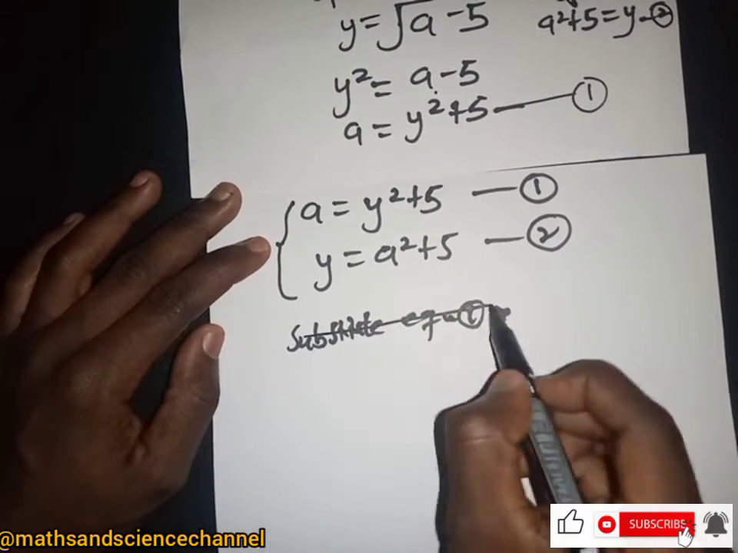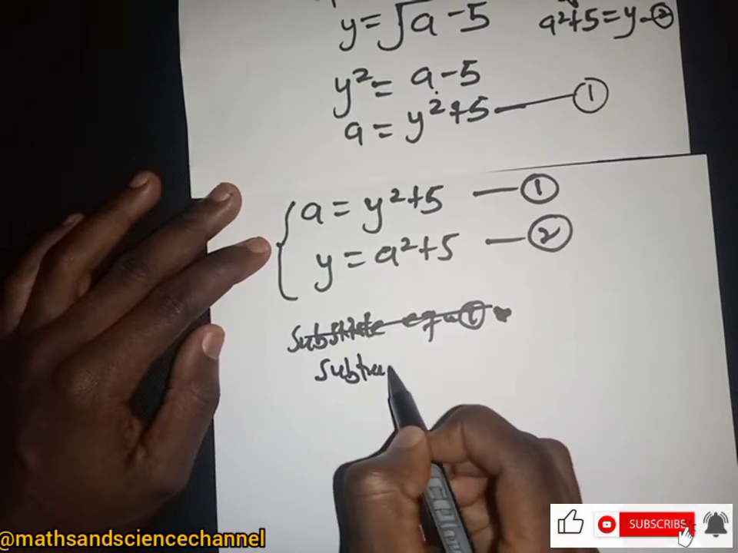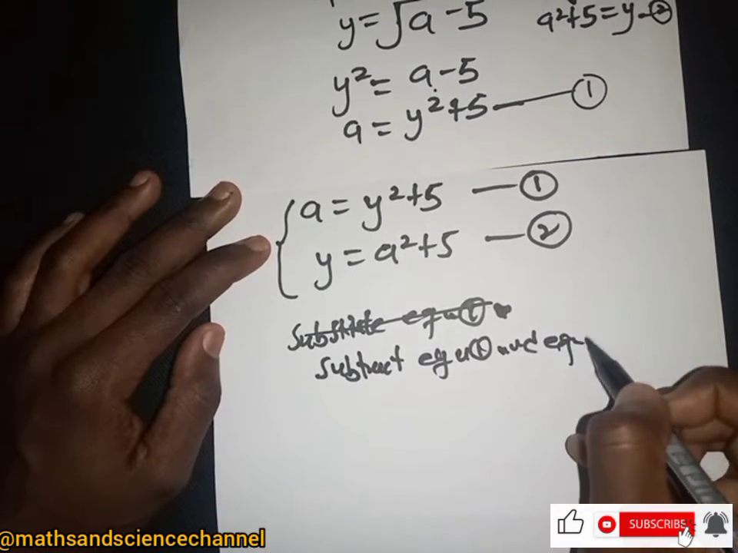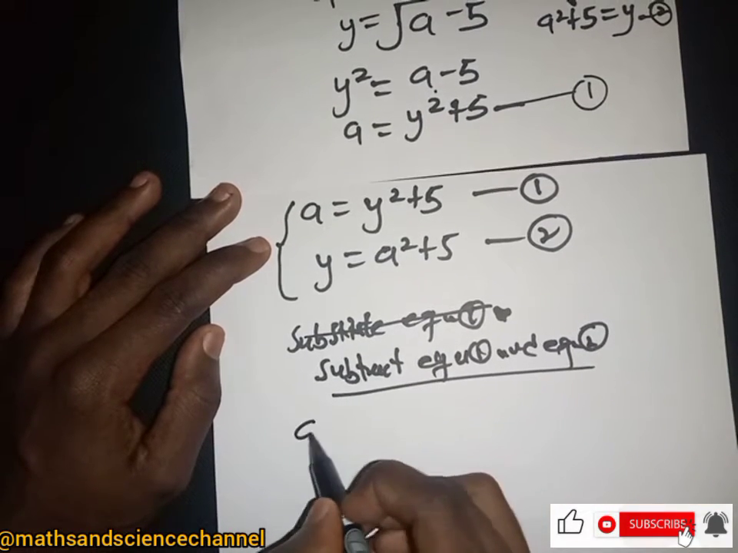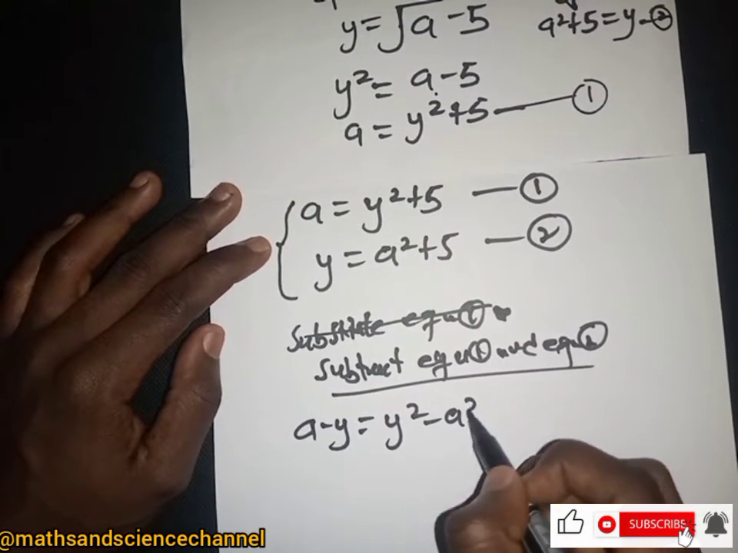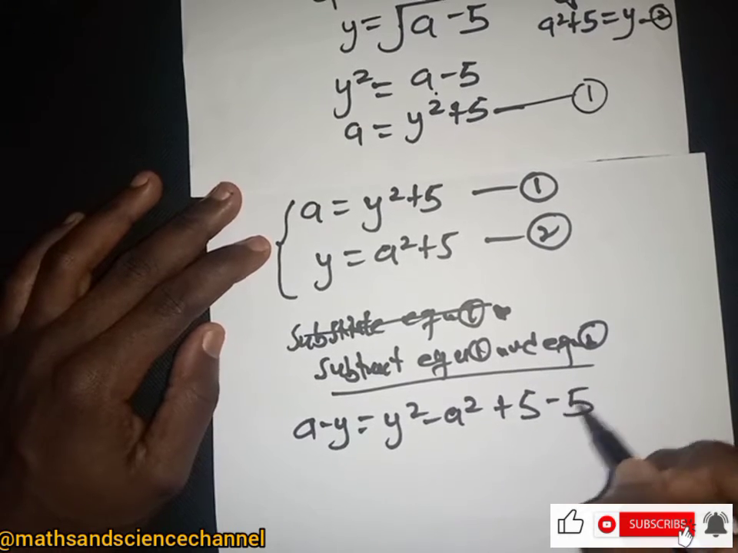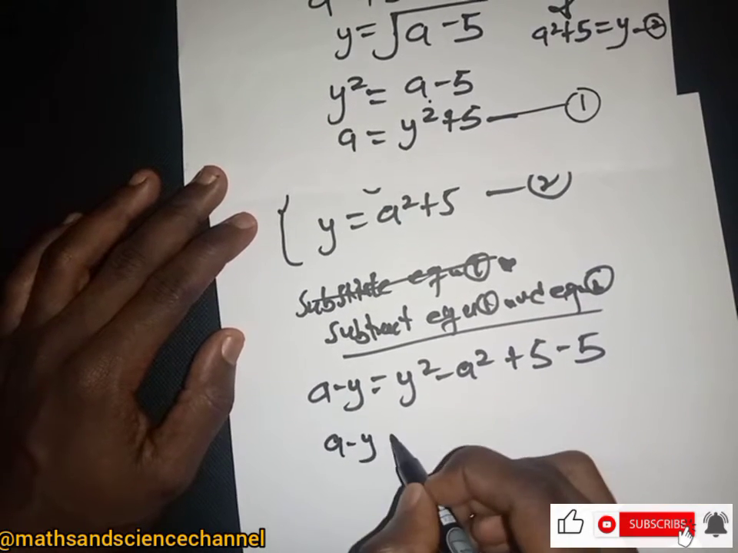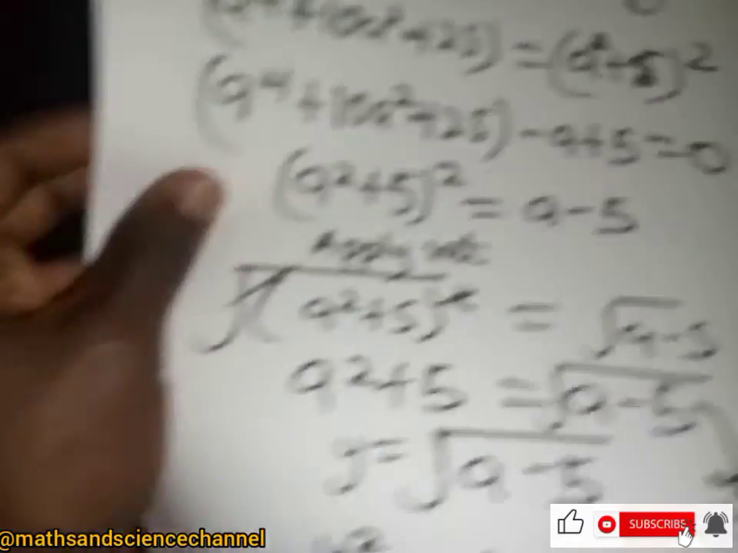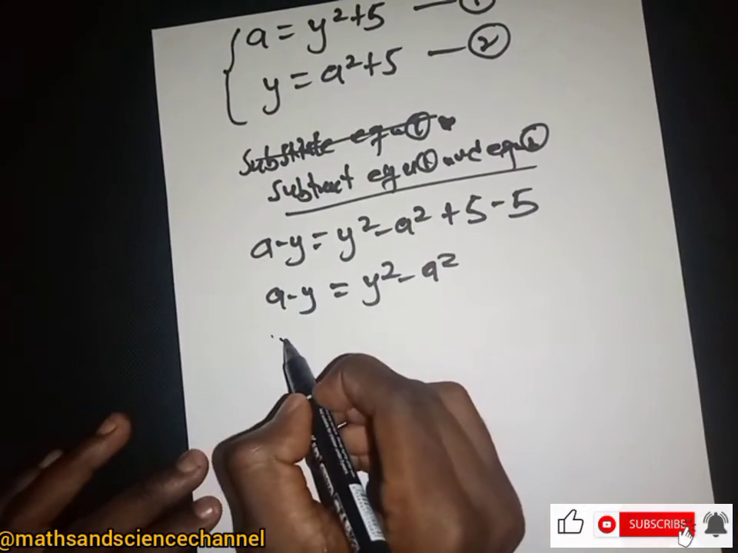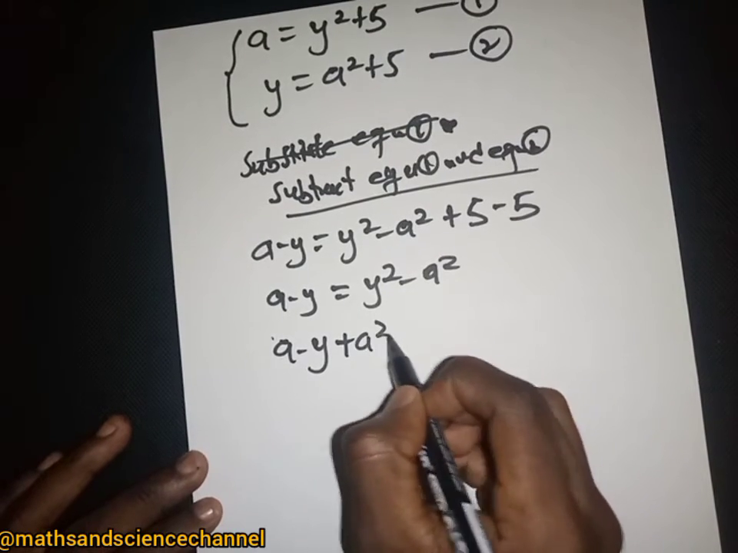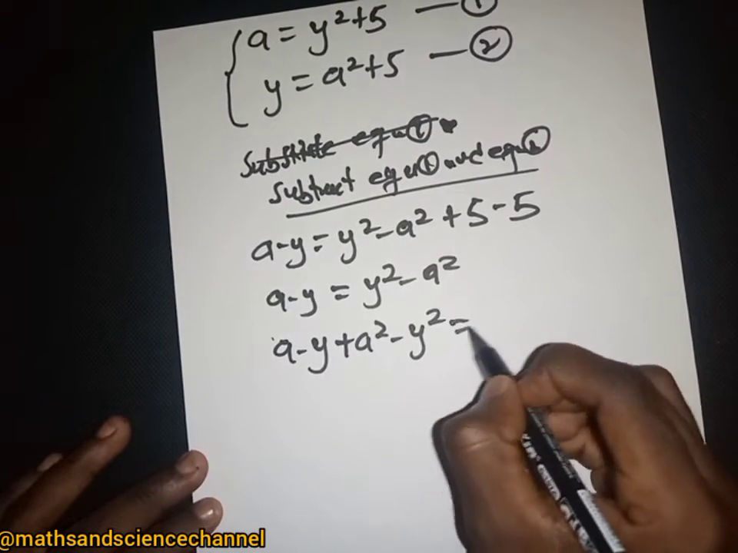All right, so let's rather subtract equation 1 and then 2. So subtracting equation 1 and 2, we have a minus y here being equal to y squared minus a squared. Then we have 5 minus 5 here. So we're going to get a minus y here being equal to y squared minus a squared. So let's send this to the other side. So we have a minus y here, then sending this to this side, we have plus a squared and minus y squared being equal to 0.